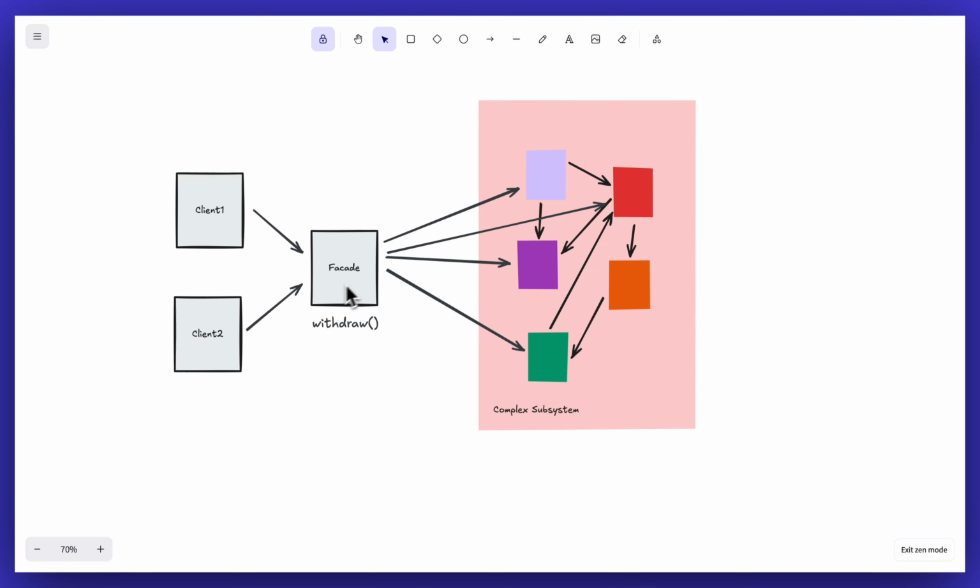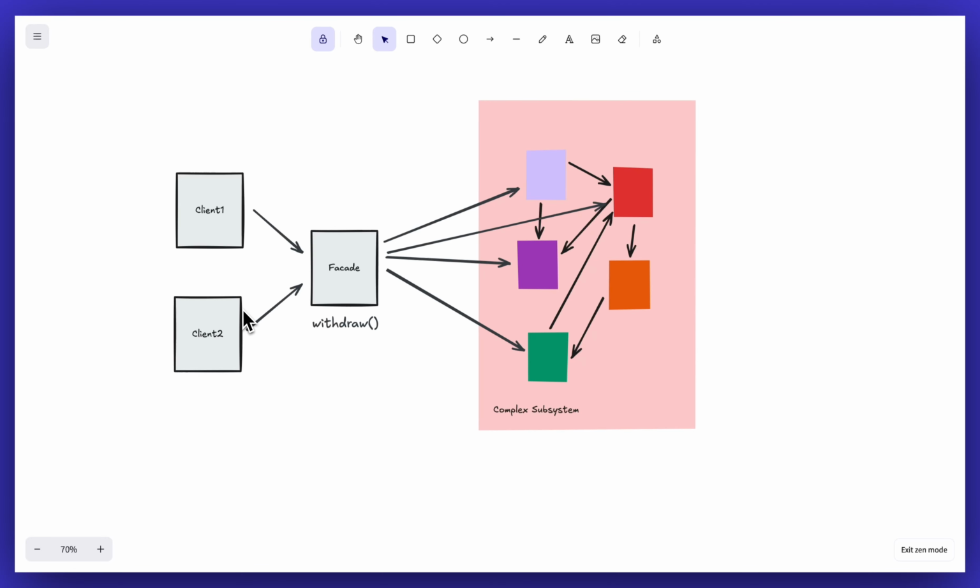So a facade is something which will interact with the complex subsystem on behalf of the client, and it will expose a beautiful interface to the client so that the client can directly use this interface instead of interacting with the classes in the complex subsystem. So even if I have n number of clients, those clients will just use this withdraw function. They will not interact with the classes which are present in the complex subsystem.